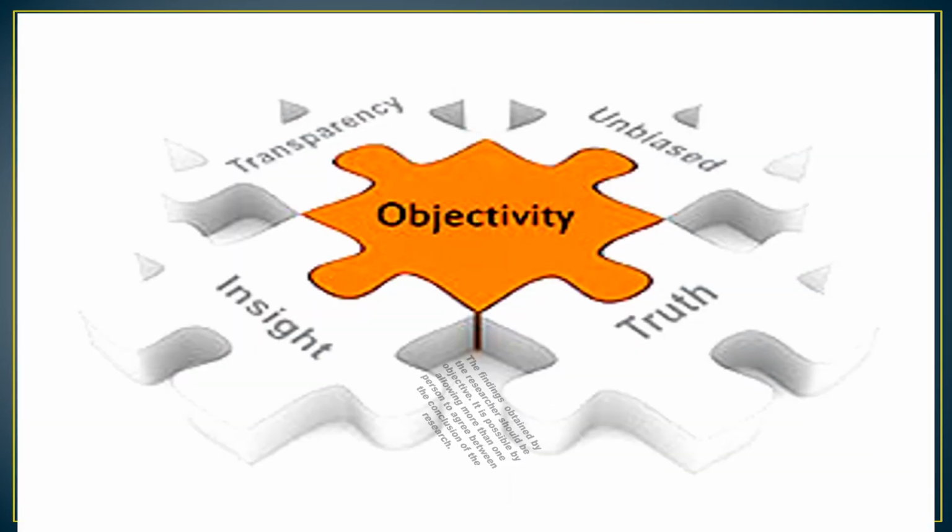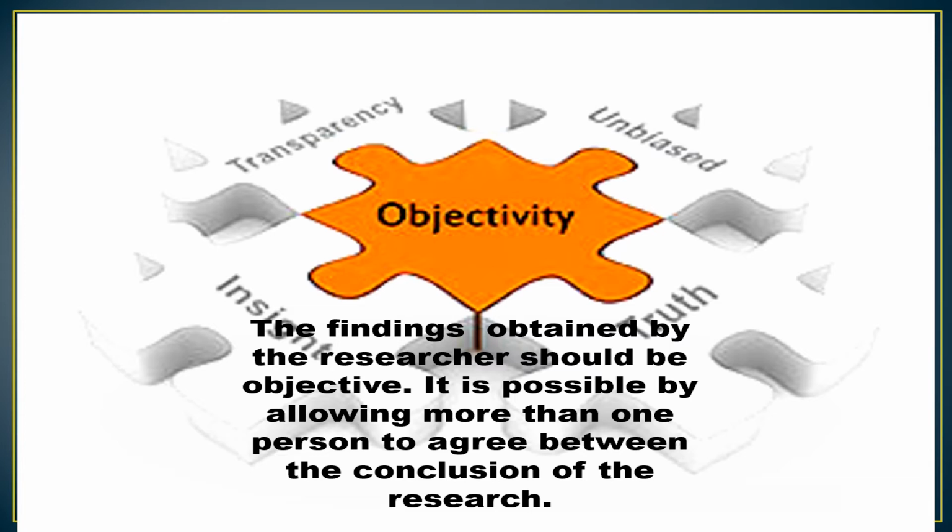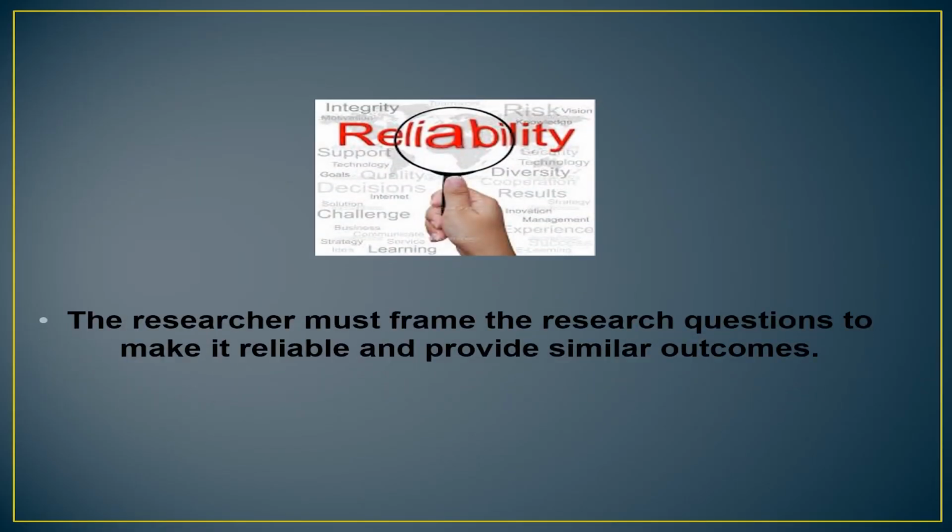Objectivity means that the findings obtained by the research should be objective. It is possible by allowing more than one person to agree on the final scores or the conclusion of the research. Reliability means if similar research is carried out time and again in a similar setting, it must give similar results. So, the researcher must frame the research questions to make it reliable and provide similar outcomes.